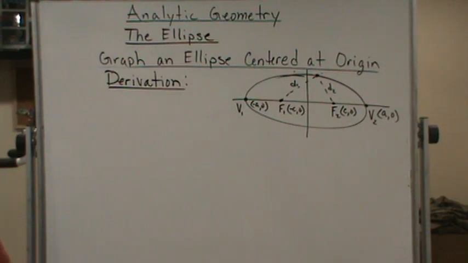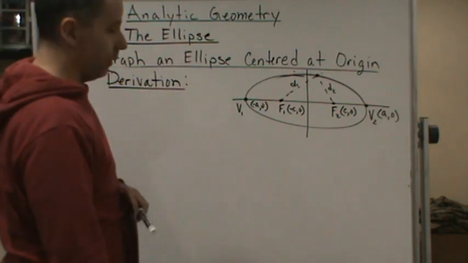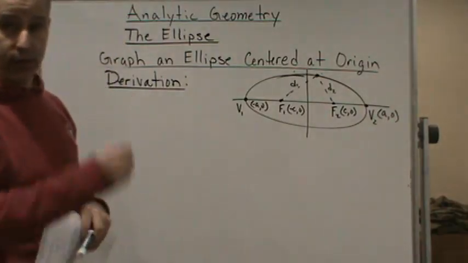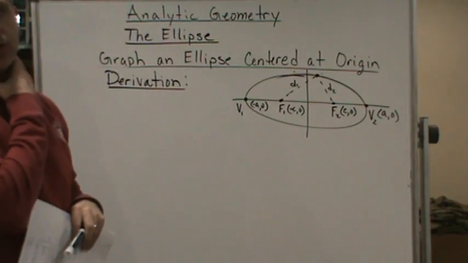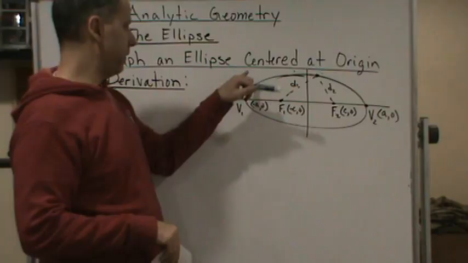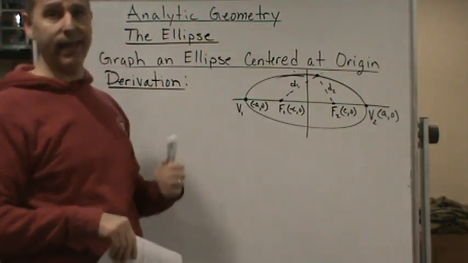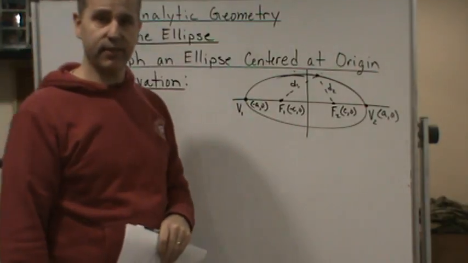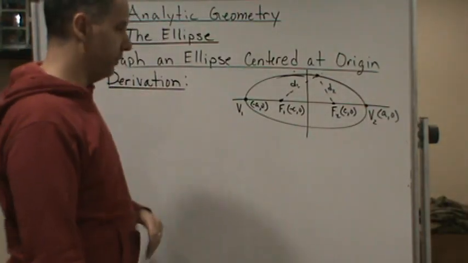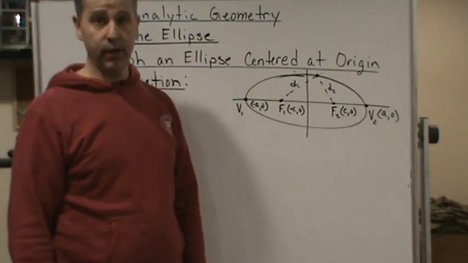All right, welcome. Now what we're going to talk about is the derivation of the standard equation for an ellipse, and we're going to make it simple by dealing with it centered at the origin first. Once we derive that, then the rest of it will make sense going forward. What if it's not centered at the origin?